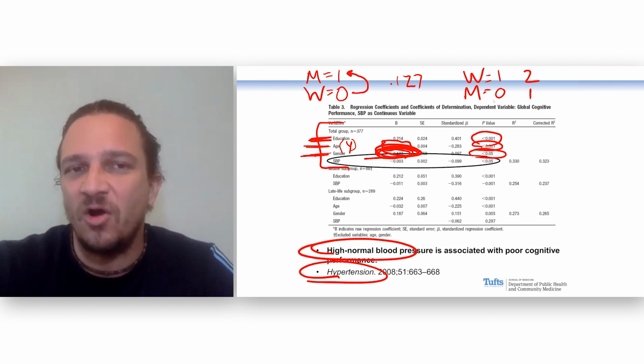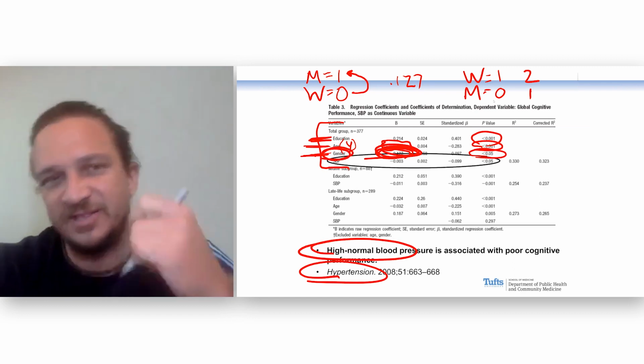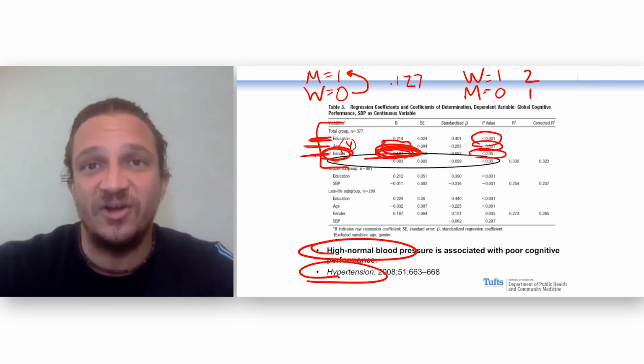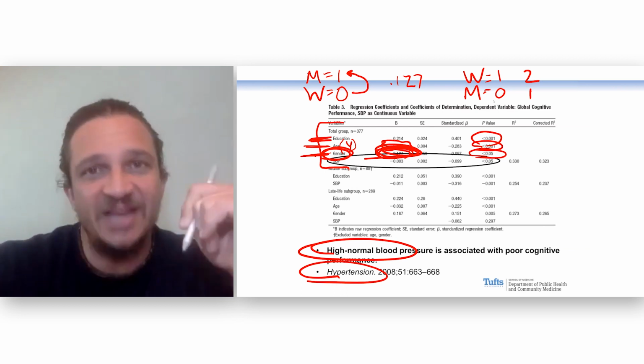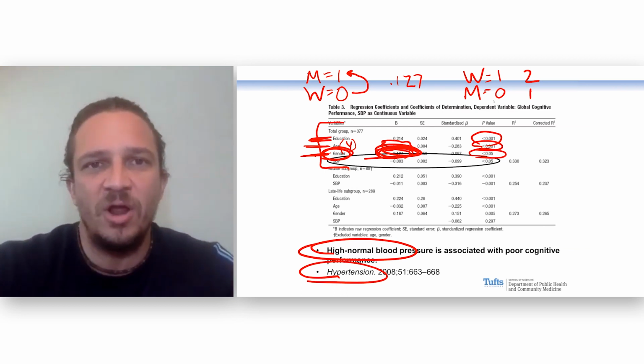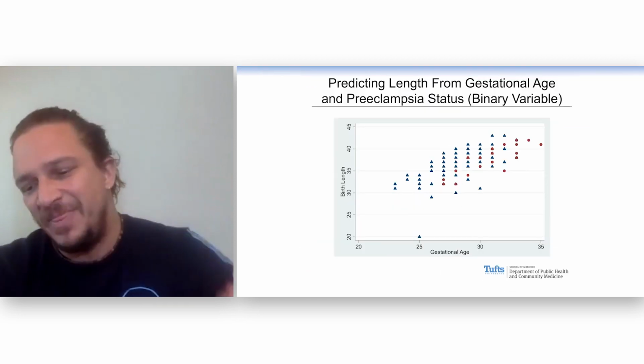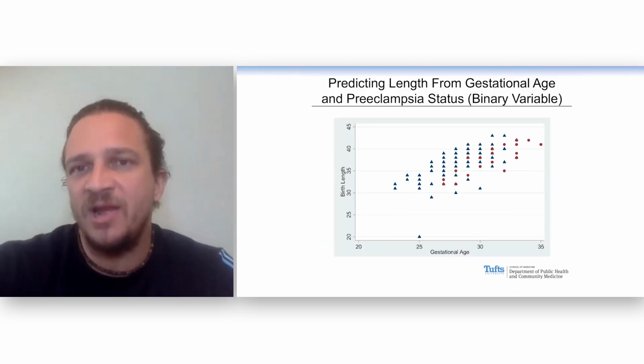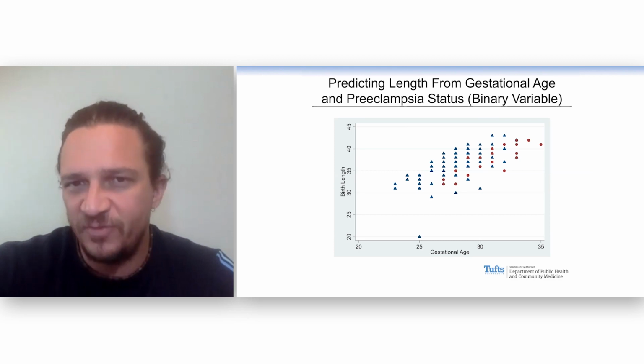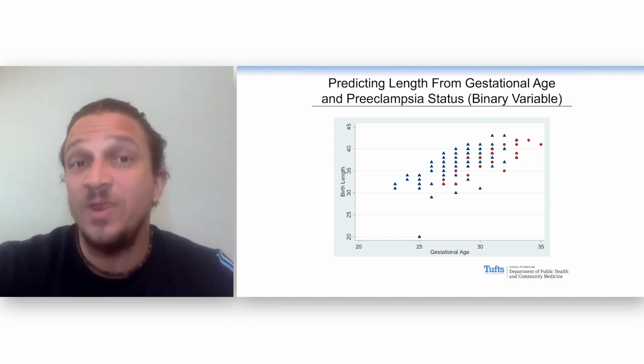They know how their data are coded. But when they published it, they just wanted to say, look, we controlled for gender. They didn't want to have to get into any sort of argument about who's doing better on global cognitive performance. And this shows us that when we have a binary variable in a multiple linear regression, the coding is important.